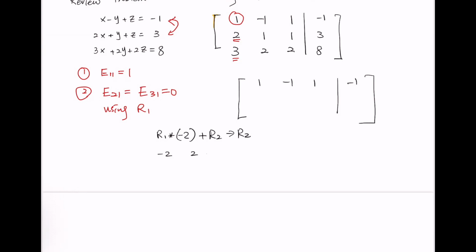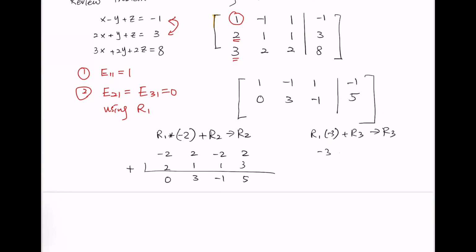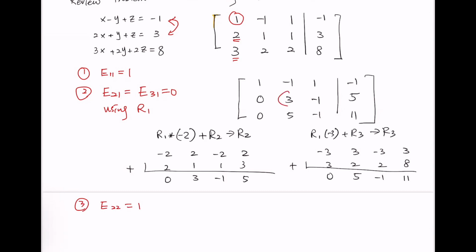Negative 2, negative 2, negative 2, negative 6 from R1 times negative 2, plus R2, 2, 1, 1, 3, and add: 0, 3, negative 1, 5. And for row 3, we need to do R1 times negative 3 plus R3, put it back to R3. Negative 3, negative 3, negative 3, negative 9, plus 3, 2, 2, 8, add: 0, 5, negative 1, and 11.